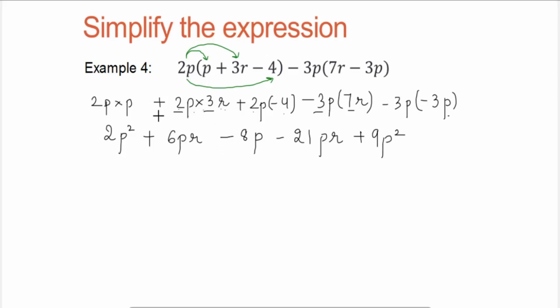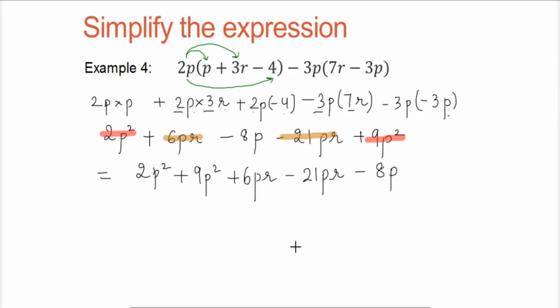Next step, we will collect all the like terms. So first of all, 2p squared and 9p squared are like terms. Next, 6pr and minus 21pr are the two like terms, and minus 8p doesn't have any like term. So let's collect the like terms and write them together. So 2p square plus 9p square plus 6pr minus 21pr minus 8p.